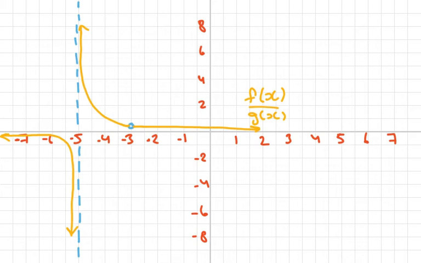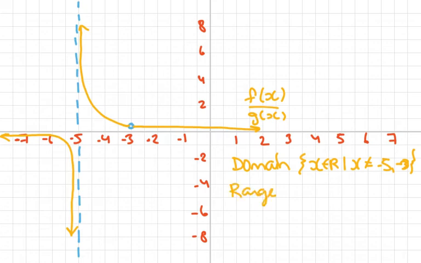The domain and range, which x values are possible for this? Well, not -5 because it's our vertical asymptote, and not -3 because there's a hole there. So everything else, x is a member of the reals such that x cannot equal -5 or -3. But everything else is possible.